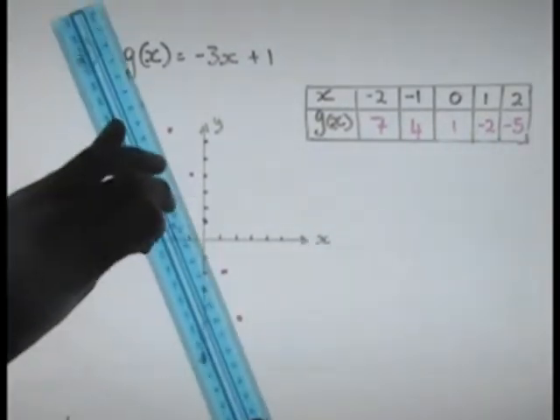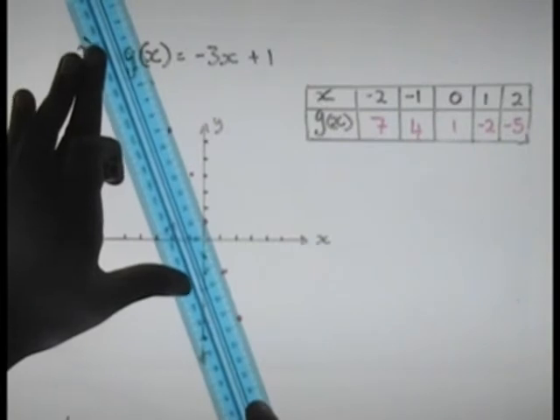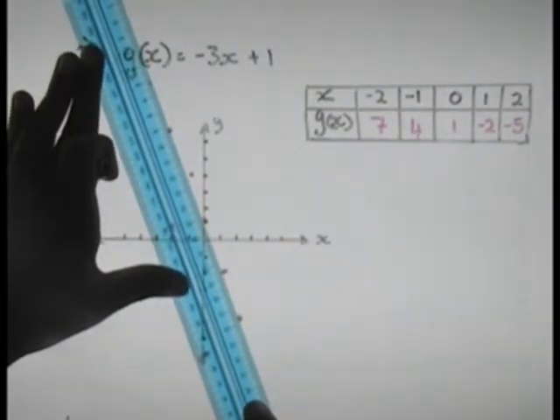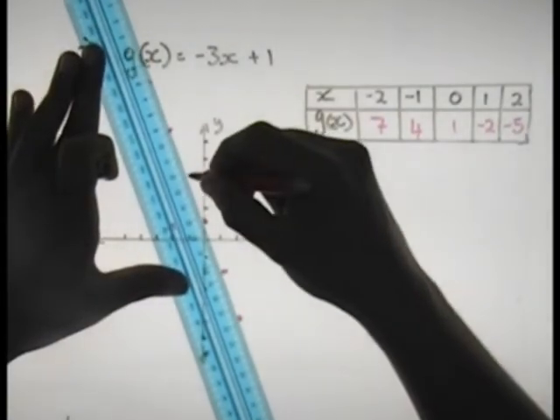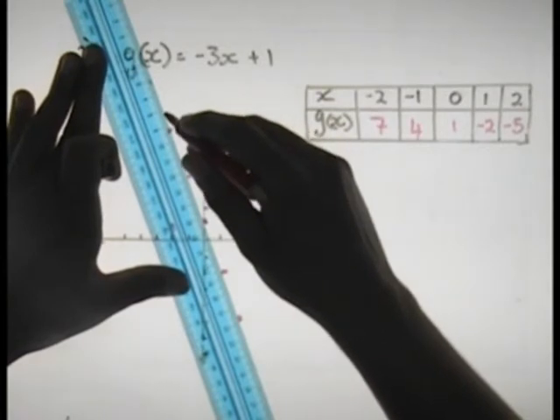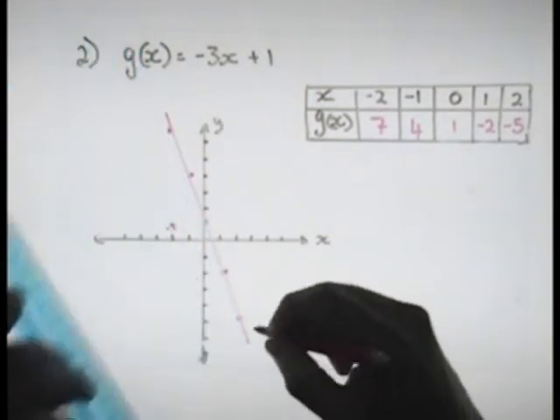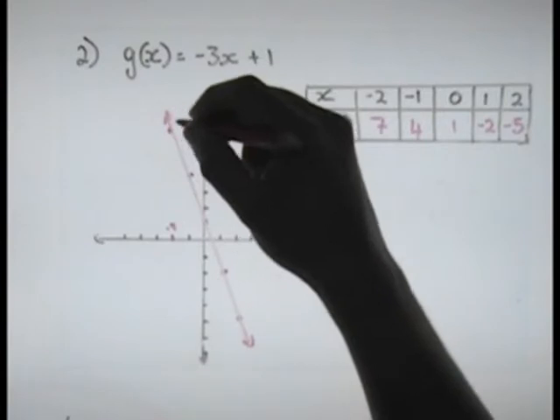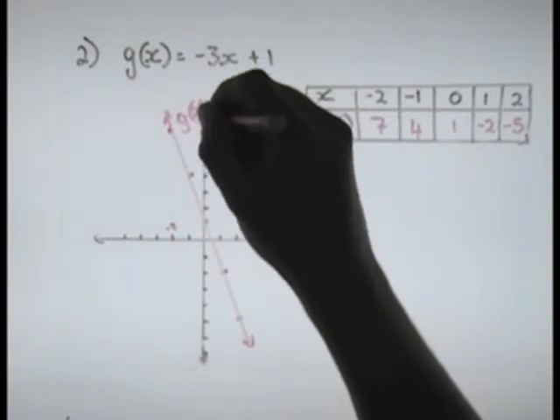If I join that up, obviously, like I said before, my graphs are not very accurate. I just sort of did a more or less type of thing. But I joined that up. That also gives me a straight line, and that's the graph g of x.